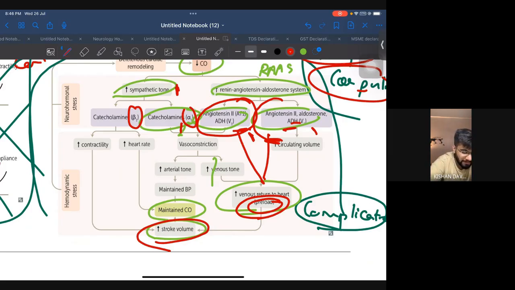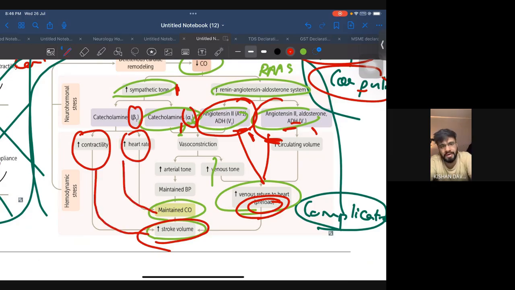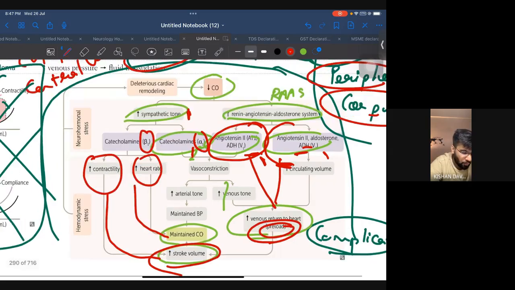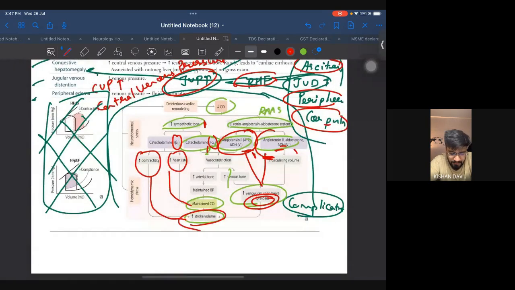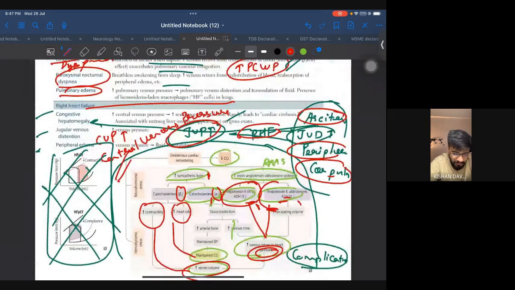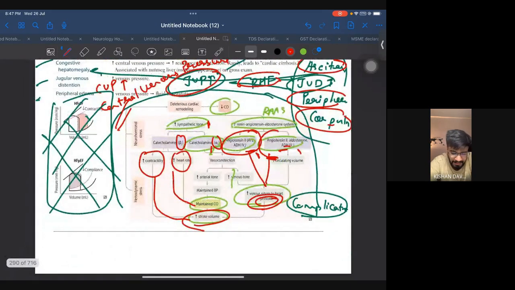Coming to beta 1, it will increase contractility as well as heart rate. If heart rate is increased, cardiac output will be maintained, and if contractility is increased, stroke volume will be maintained. All right, so I hope this is clear. This pathway is very clear and very important. They will ask you one word based on this. So for alpha 1, beta 1, V1, V2, you should be knowing the functions of all of these. All right.